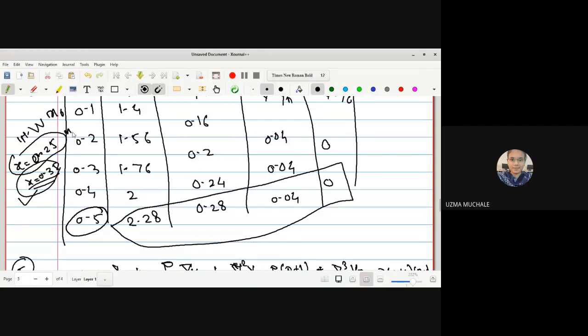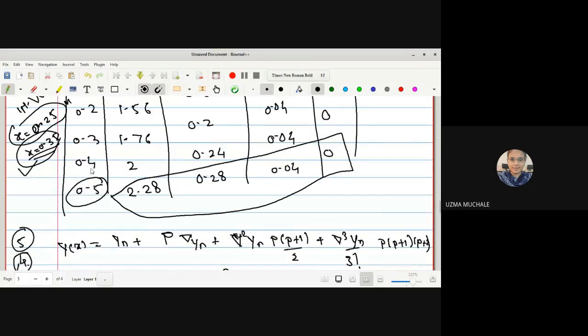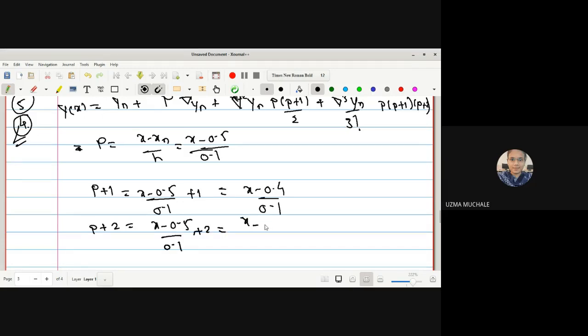This is not your x0, x1, and so on. This is xn. So p is x minus 0.5 divided by 0.1, the difference between two consecutive values of x, which is 0.1. You can see here the difference between these two, 0.3 and 0.4 and all, is 0.1. Similarly, we can find p plus 1, which is x minus 0.4 divided by 0.1. Similarly, p plus 2 is x minus 0.3 divided by 0.1.